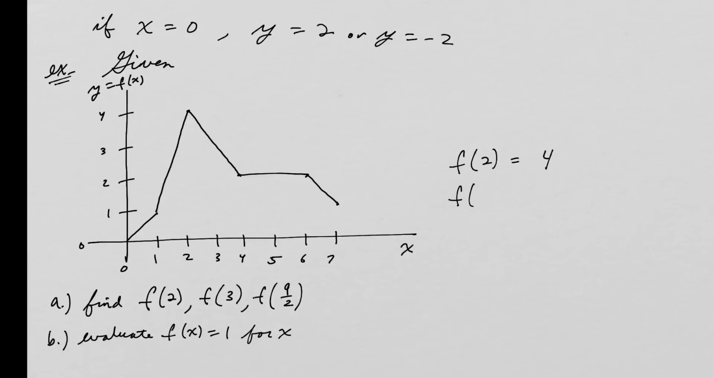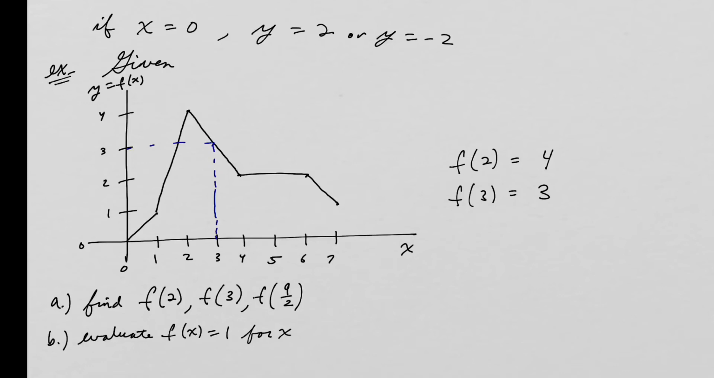What about f of 3? Well, if the input is 3, the output is also 3. I didn't draw it so great here, but in theory, this should be going right up to that point, which is 3, 3, right? So if the input is 3, the output is 3.